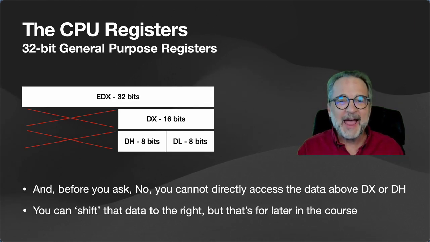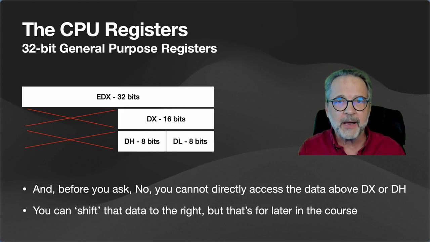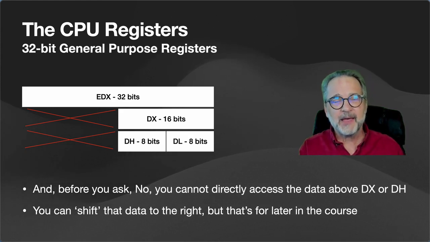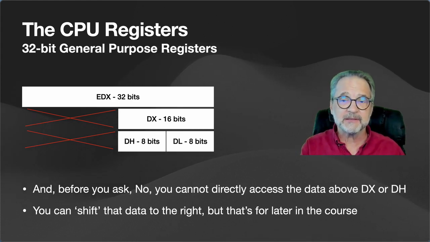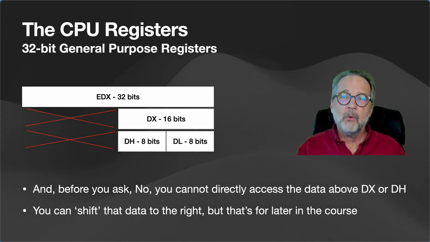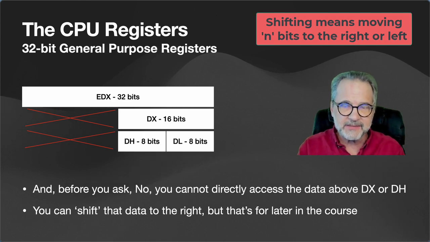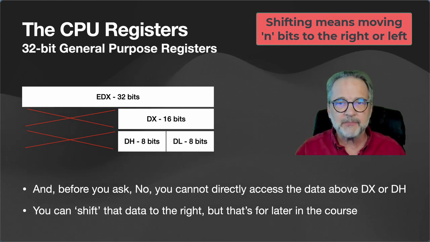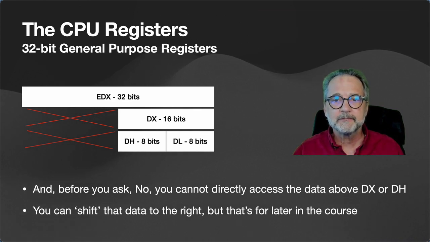Now, before anybody asks, no, you cannot access the upper half of EDX, ECX, EBX, or EAX directly. It seems kind of like a waste. It'd be nice if they had an upper EDX, that's 16 bits to the left of DX, but no, you can't. They don't have that capability. You can shift all that data to the right into DX in this case, but that's something that we'll talk about later on when we talk about shift and rotate instructions.